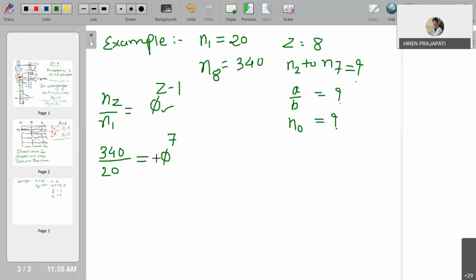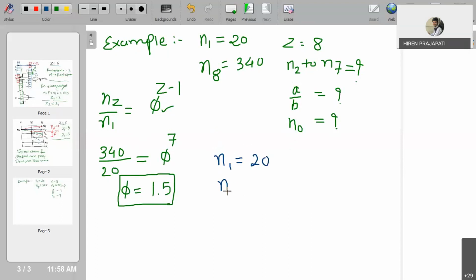So if you take 1 by 7 power on both sides, then we get phi equal to approximately 1.5. This is the rounded off value of phi. Now after getting this, next, let us make a list of RPM available from gearbox. So our N1, minimum RPM, is 20.